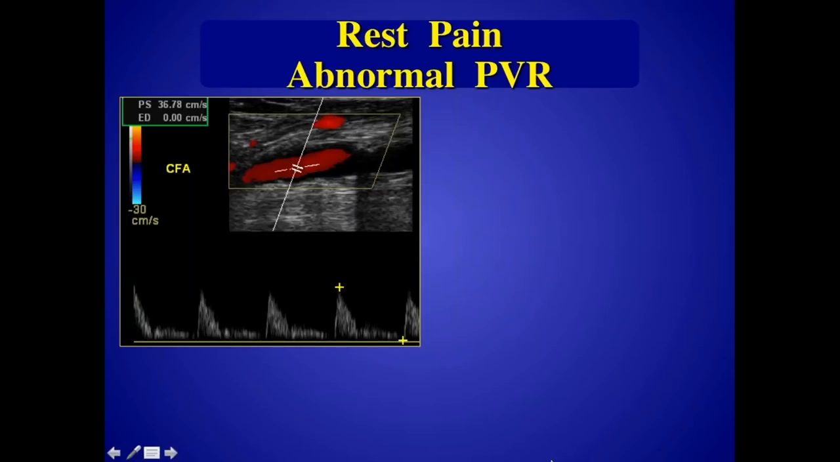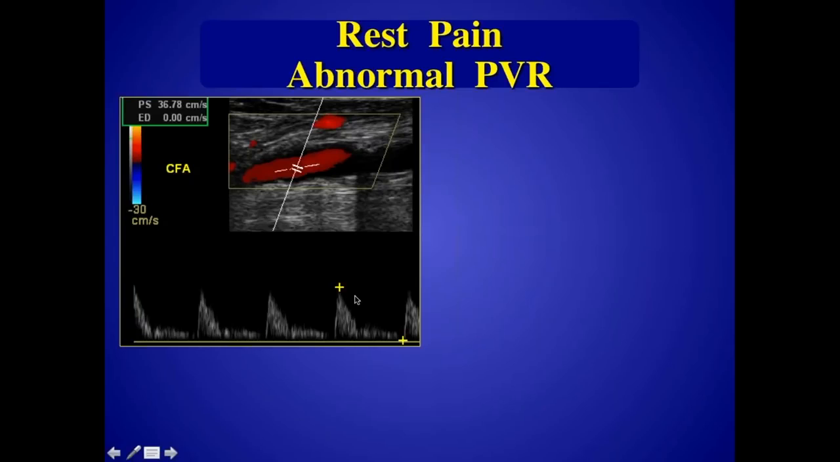Well, first of all, it's not triphasic. Second of all, it's got some spectral fill-in. And third of all, the velocity is too low. And we expect to see velocities over 80 centimeters per second at the level of the common femoral artery. This is about 37. So the next question I have for you is, where is the lesion? Is it proximal to this, or is it distal to it?